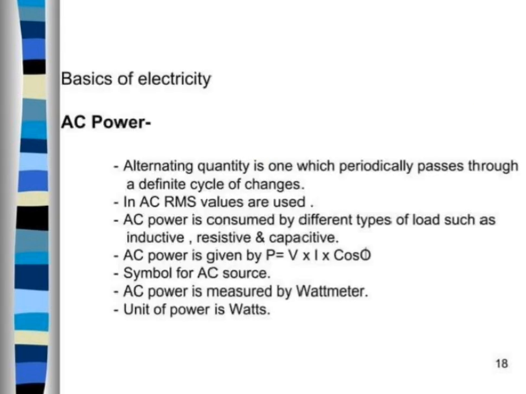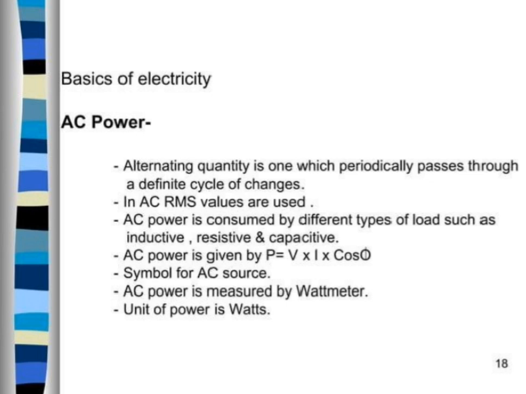So, let's proceed to AC power. When we say AC or alternating current power, it is a quantity which periodically passes through a definite cycle of changes. In alternating current, RMS values are used. AC power is consumed by different types of load, such as inductive, resistive, and capacitive. AC power is given by this formula.